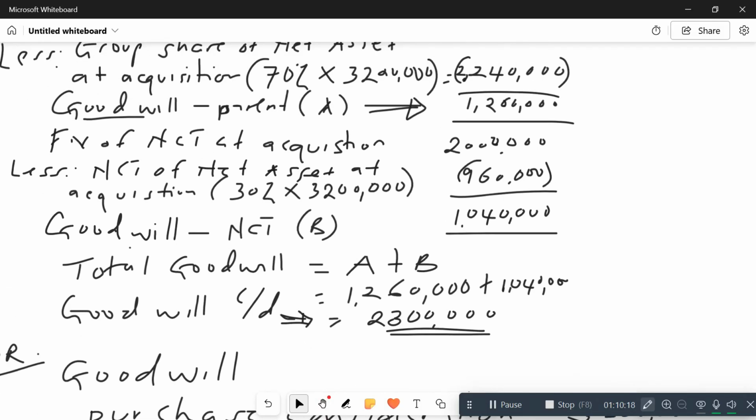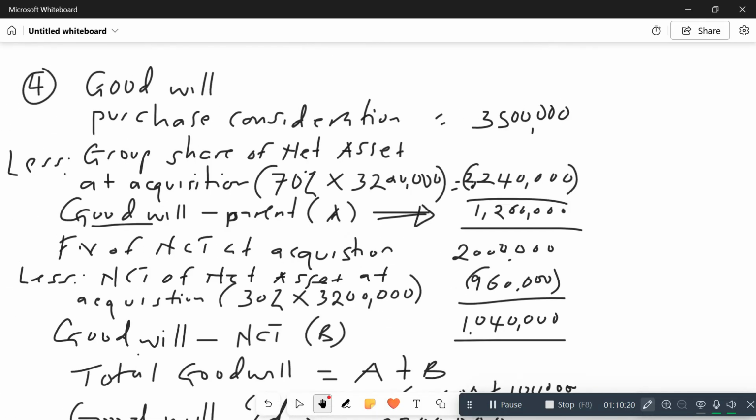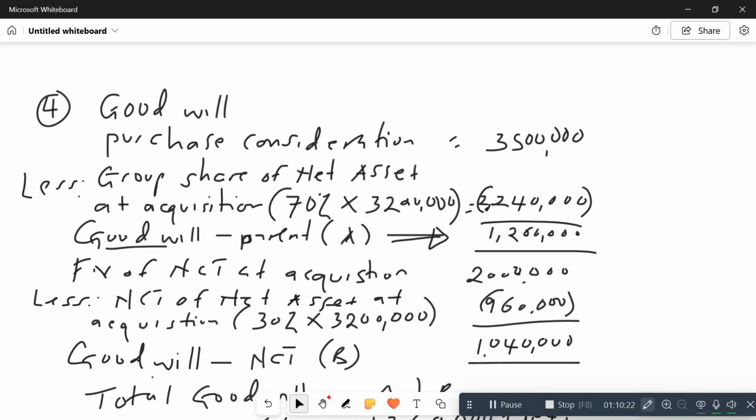We have been using 70% here and 30% here. Now I don't need that percentage. I need the entire figure, this one. I'm not taking the percentage, but I'm taking the entire figure if I'm to use the other method. So if I'm to use this method, let's try to check here.